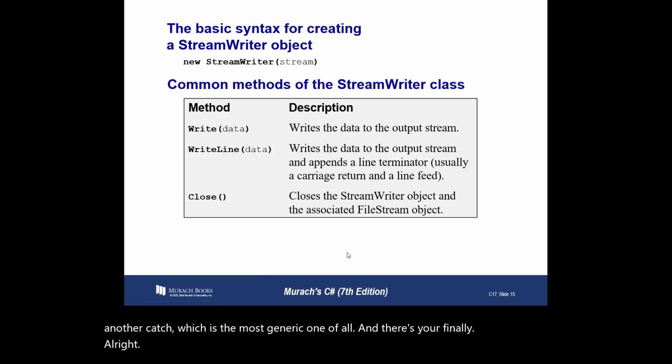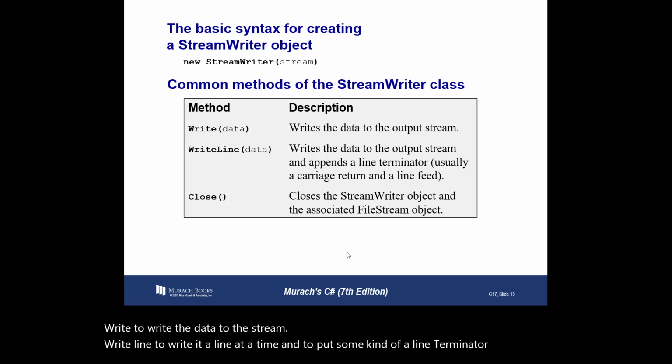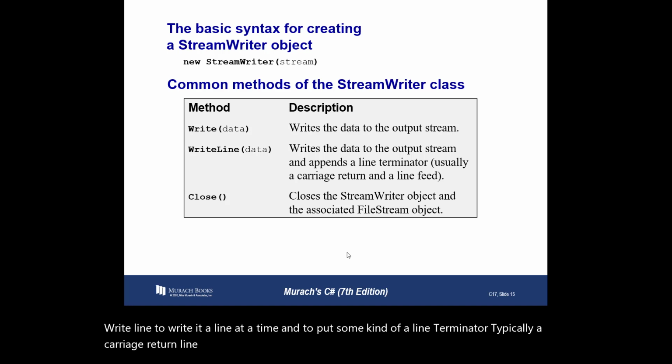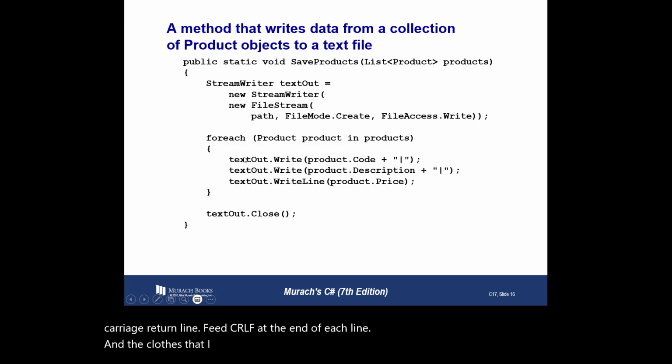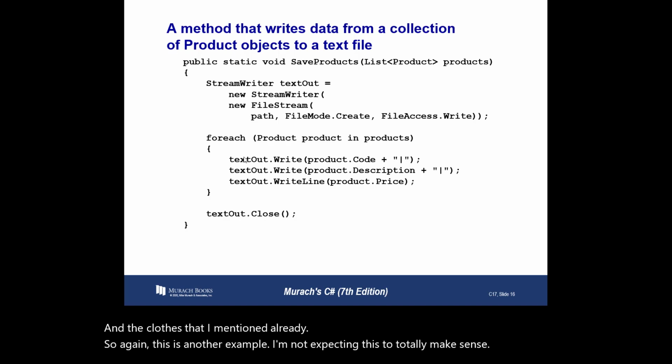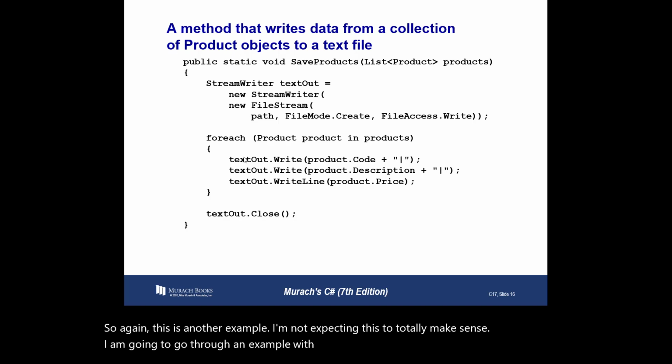So here are a couple common methods of the stream writer class. Write, to write the data to the stream. Write line, to write it a line at a time, and to put some kind of a line terminator, typically a carriage return line feed, CRLF, at the end of each line. And the close that I mentioned already. So again, this is another example. I'm not expecting this to totally make sense. I am going to go through an example with you at the end of the chapter, actually 2 or 3 examples.